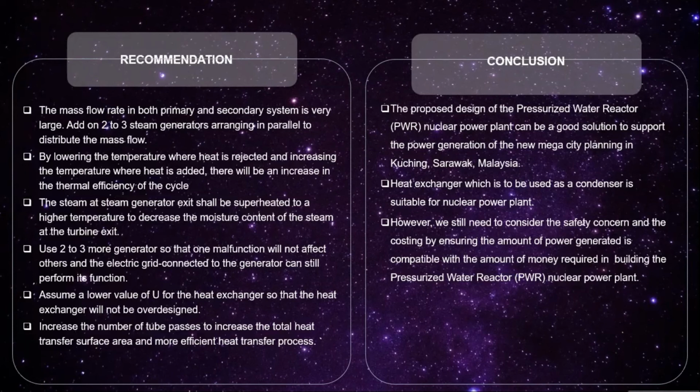So the conclusion for this IP project is that the proposed design of the pressurized water reactor nuclear power plant can be a good solution to support the power generation of the new megacity planned in Kuching, Sarawak, Malaysia. The heat exchanger, which is to be used as a condenser, is suitable for the nuclear power plant. However, we still need to consider the safety concerns and the costing, by ensuring the amount of power generated is compatible with the amount of money required in building the pressurized water reactor nuclear power plant.